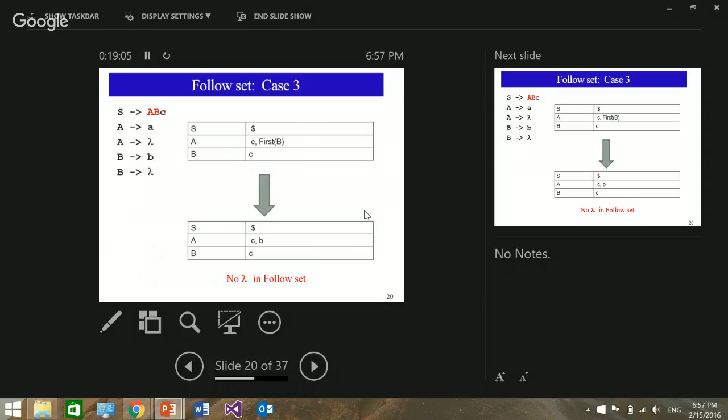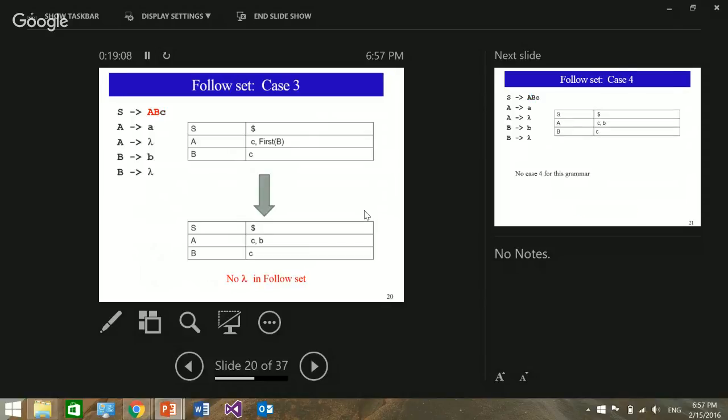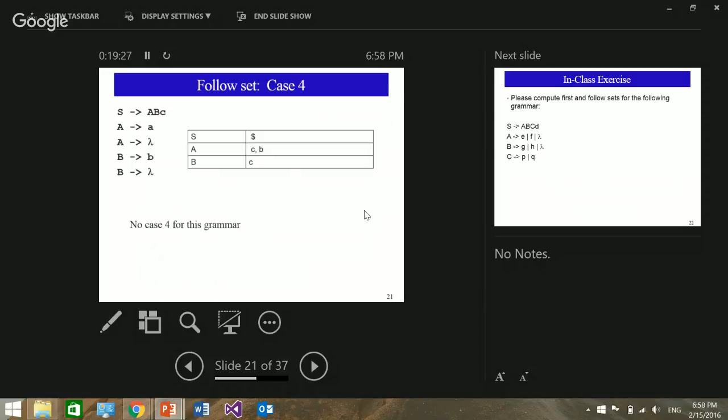Case 3, same thing as we saw earlier: big B, big A, big B. So B's first set is b or lambda, right? But you don't copy the lambda in, so you just copy the b in. So b gets added to the follow set of A. In this case, I don't have any case 4. There's no big letter at the end of any production. So that's it. There's my follow set.